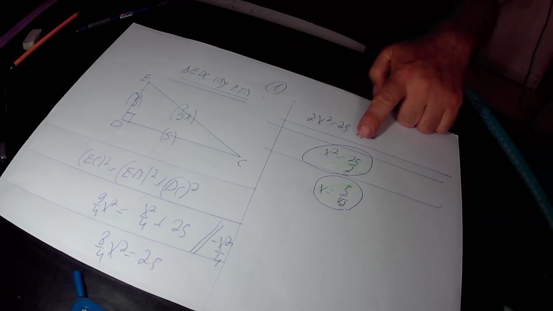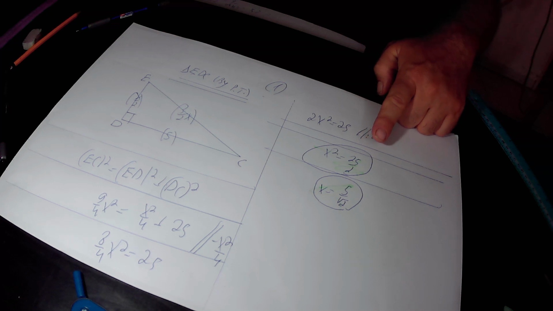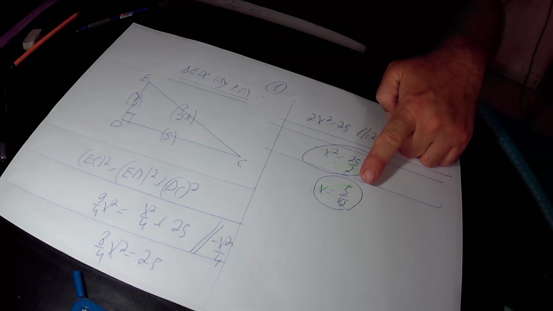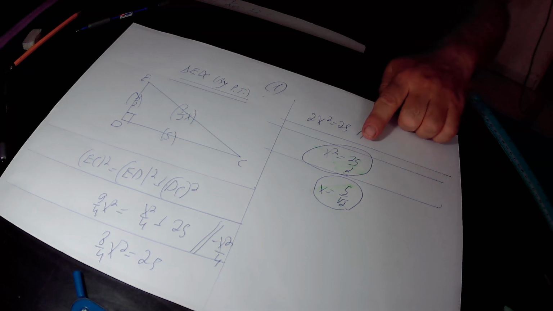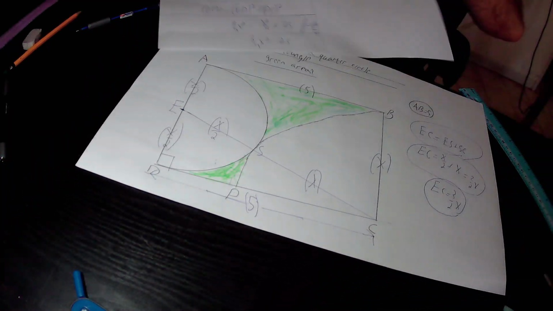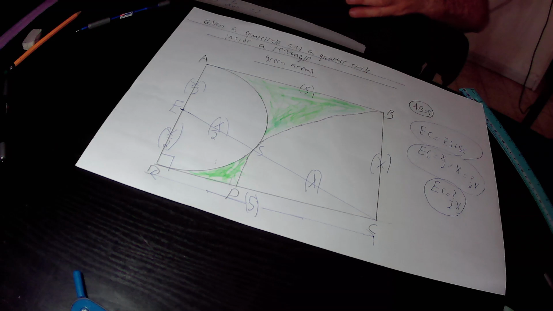Here we took a root of this equation, and found that x equals the square root of 25, that is 5, over square root of 2. Again, x equals 5 over square root of 2 units in its length, and x squared equals 25 over 2. Our mission is to find the area of this green shape. So what is the area of the green shape?